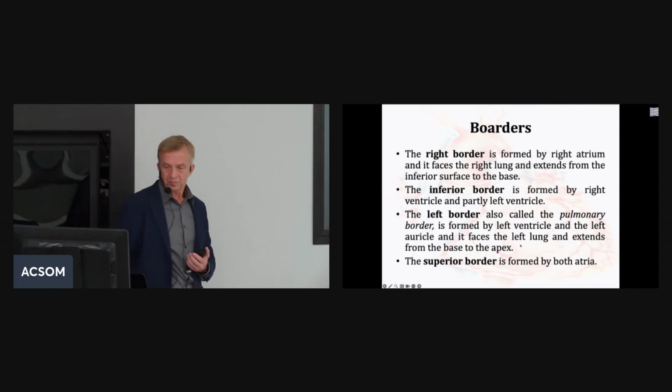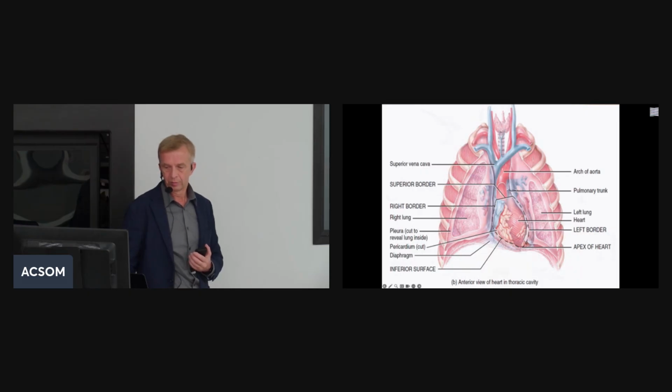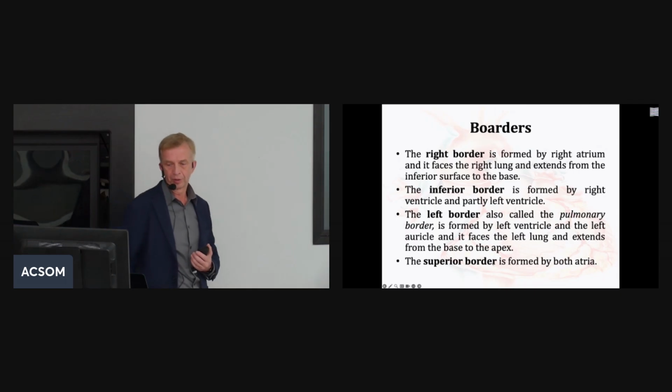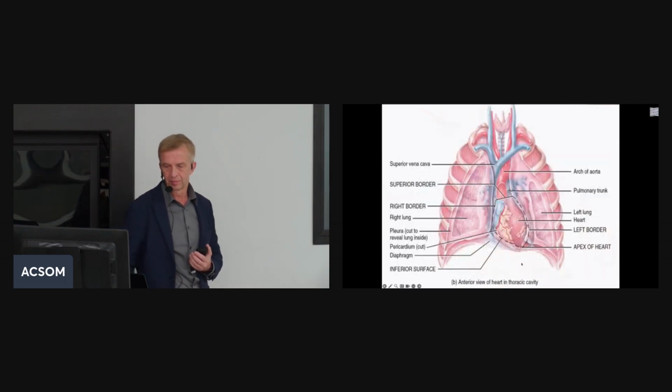The left border is formed by the left ventricle and part of the left atrium, which is called the auricle or left atrial appendage. So this is the left border of the heart, which is the left ventricle, and then there is the left atrial appendage, or part of the left atrium. So that's the left border, and then the top or superior border of the heart is formed by the roof of the atria. So this is the superior border.